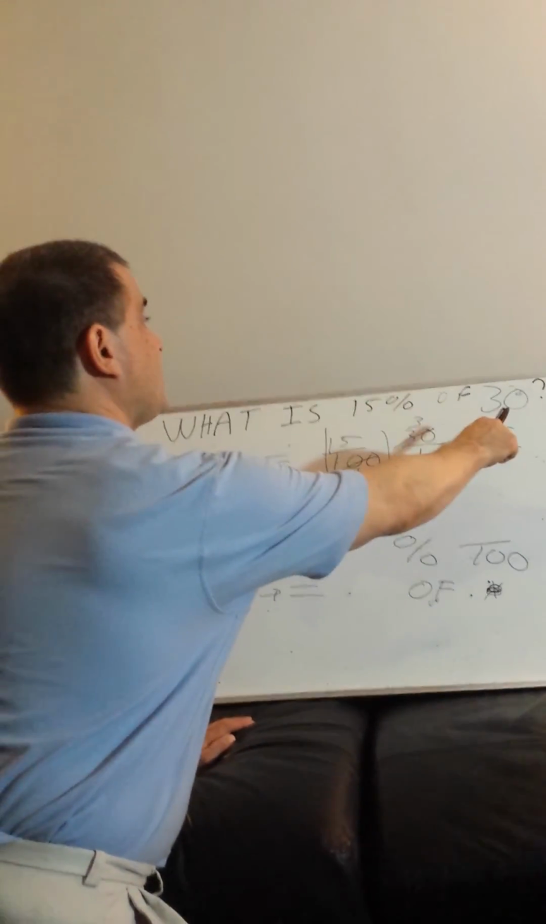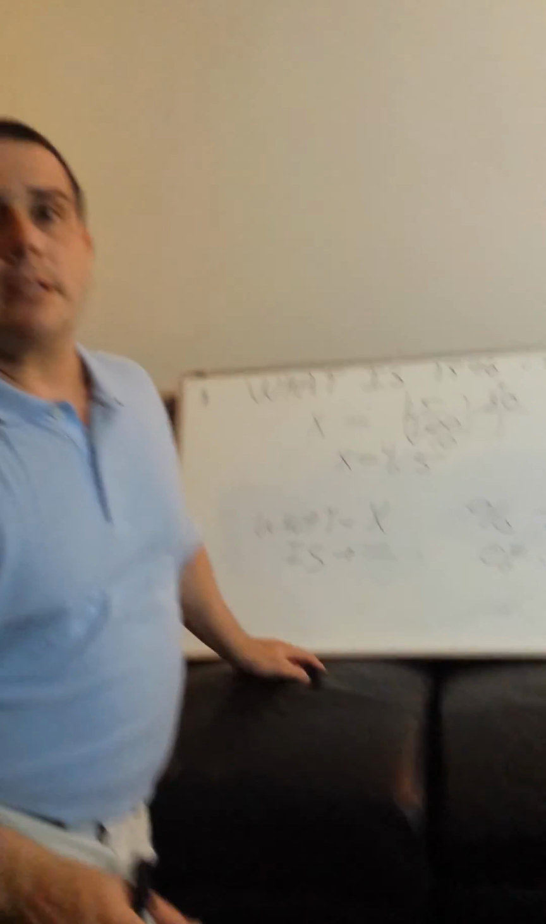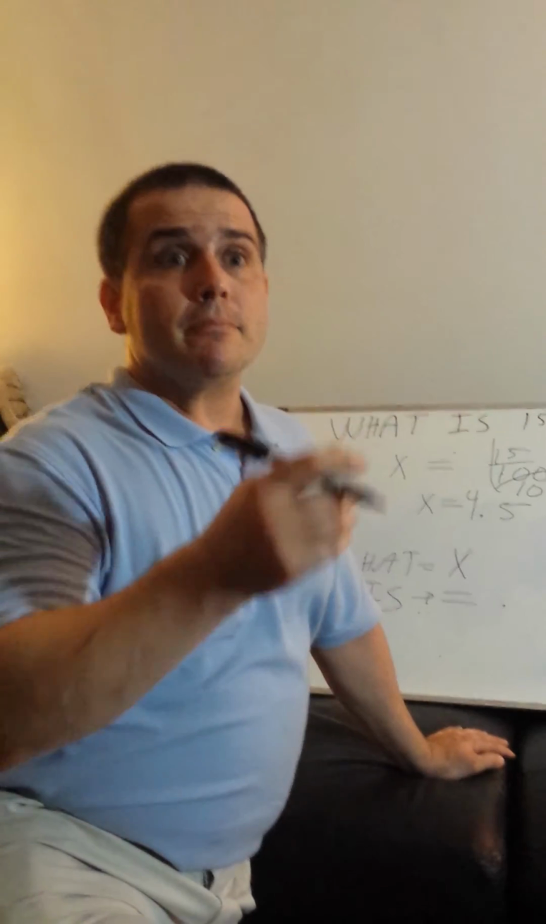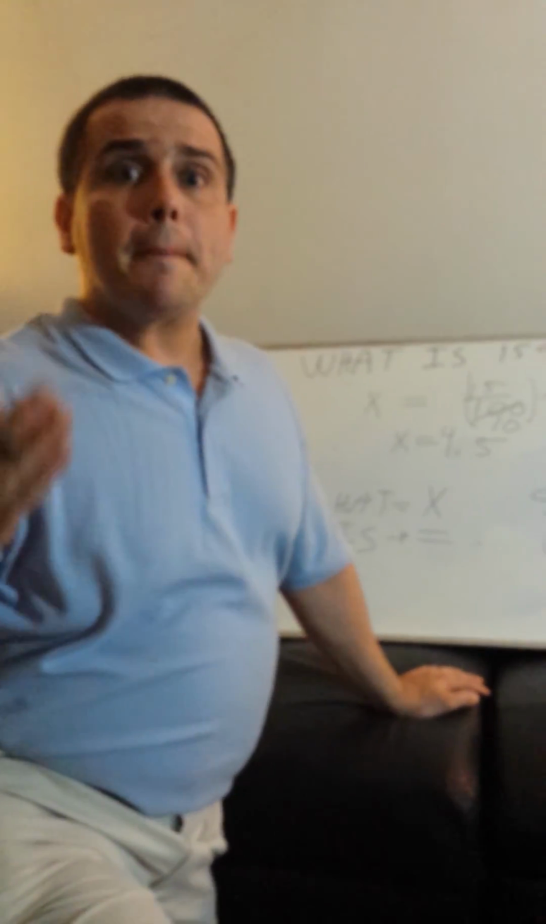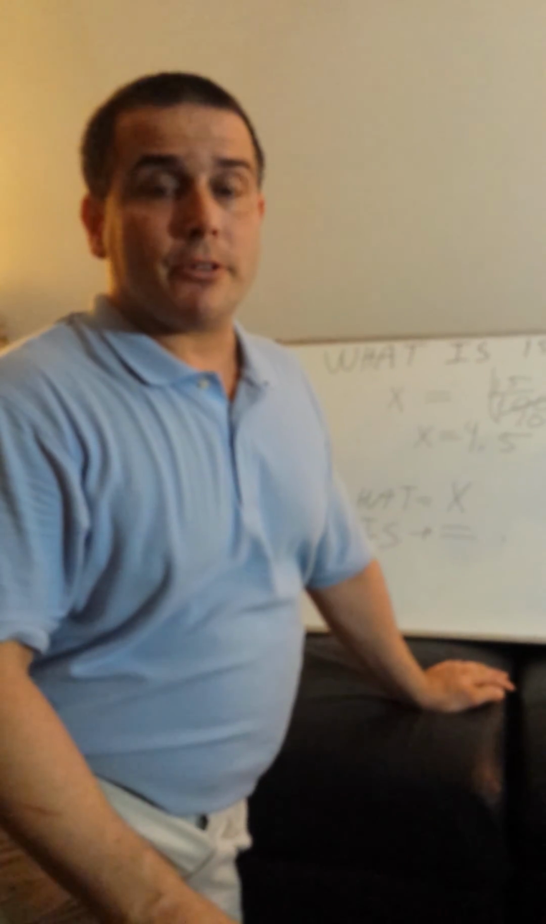What is 15% of 30? The solution is 4.5. So remember, next time when you see the equation, break it into little pieces and the rest will be easy for you to solve.